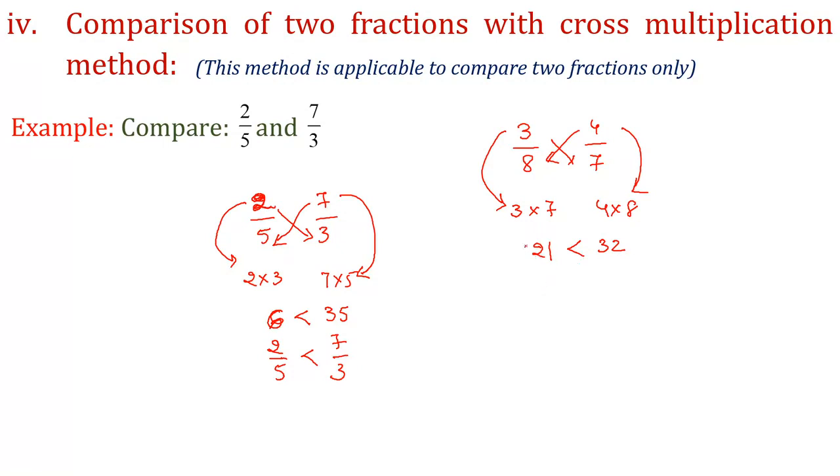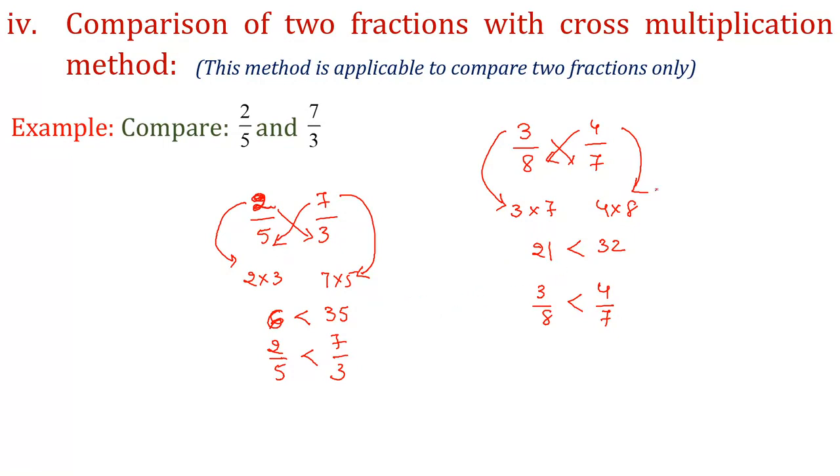The corresponding fraction for 21 is 3 by 8, which is under 3 by 8. The corresponding fraction for 32 is 4 by 7. So write the same less than sign here also: 3 by 8 is less than 4 by 7. Like this you can compare easily any given two fractions just by cross multiplying the numerator with the denominator of the other fraction. So this is the comparison of two fractions with the cross multiplication method.